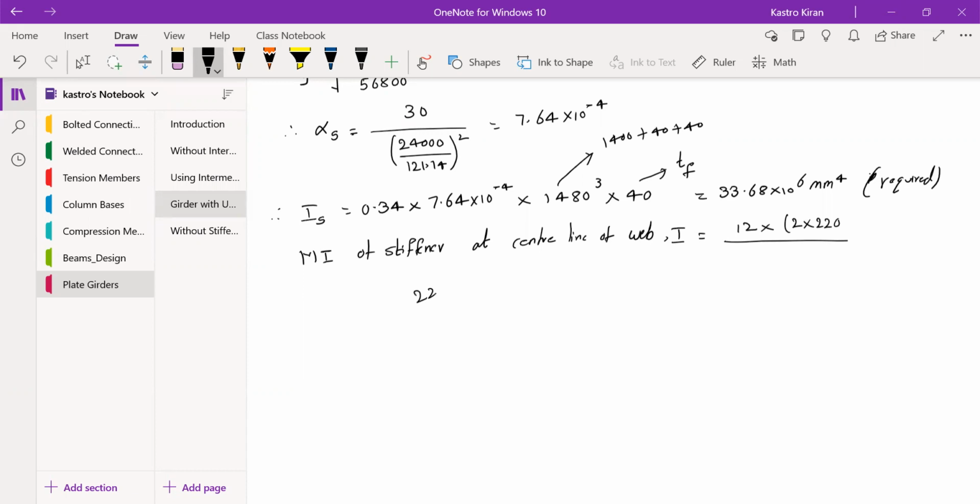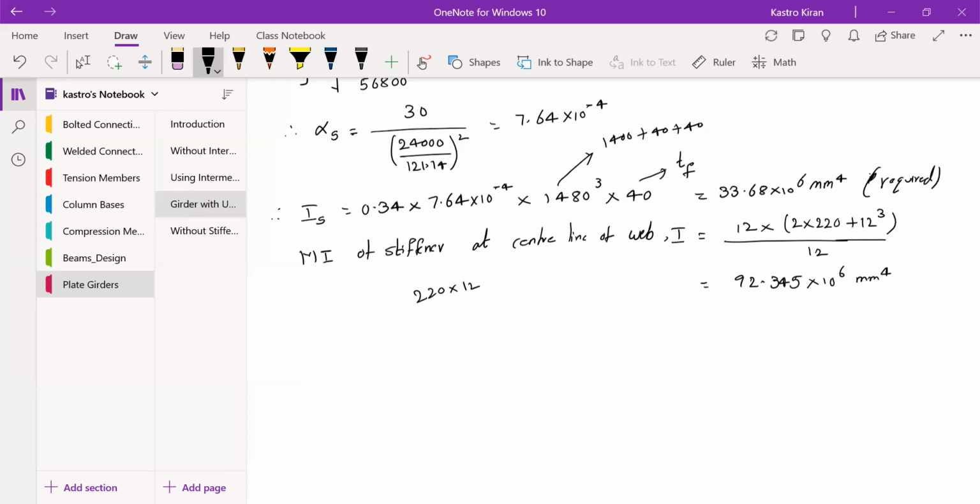What is the dimension of the stiffener? It is 220 by 12. So from this I'm writing down, plus thickness of the stiffener cube divided by 12. If you solve this, you will obtain the value as 92.345 into 10 power 6 mm power 4.